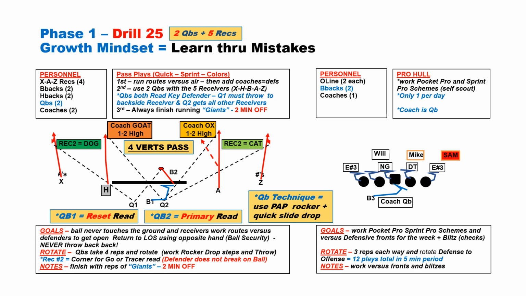But if the middle is open and the safety over top of him, what we call capped, then he's going to go ahead and bend that and run a skinny post, getting vertical still. H must stay on the hash on the seam.